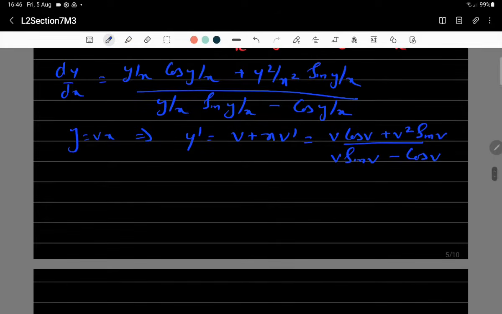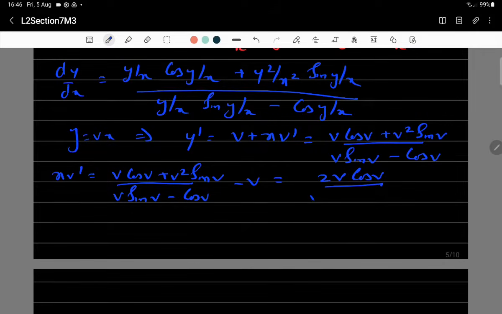Yes, now clearly it is a variable separable case, so I can take v on that side. So x v dash is equal to (v cos v plus v square sin v) divided by (v sin v minus cos v), minus v. Please do simplify it. Try to solve all the questions by yourself first. If you get stuck, then only please look at the answer.